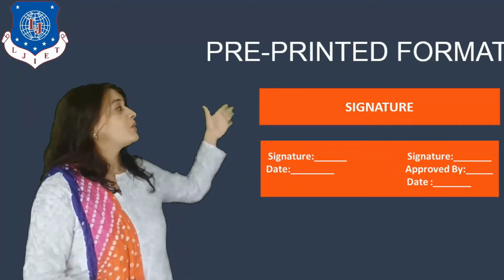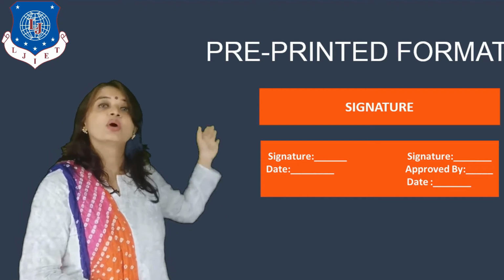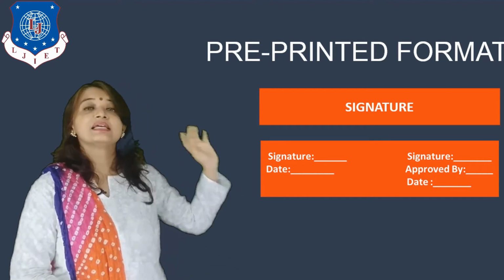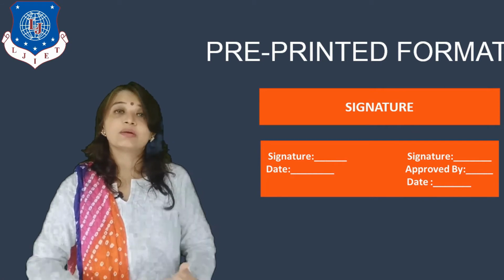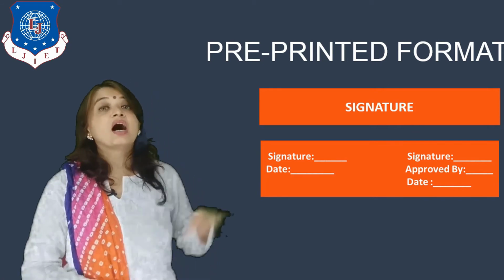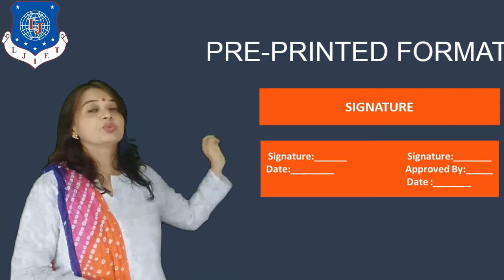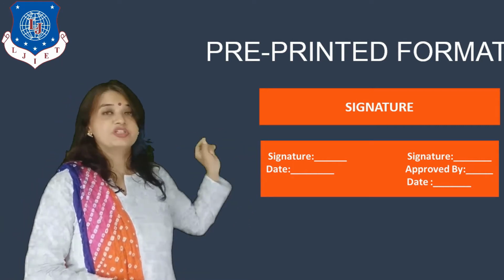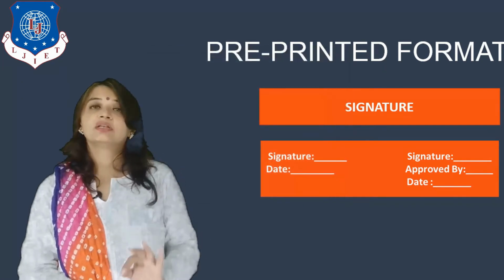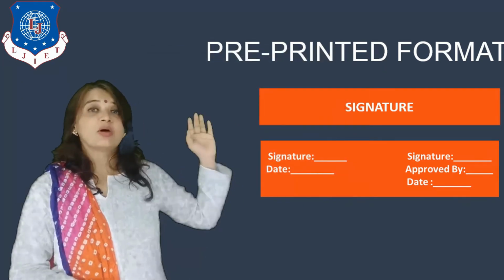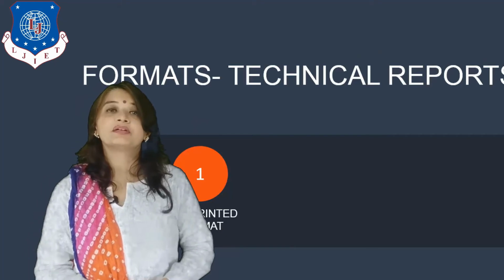Now the last element of this pre-printed format is the signature. Now here we require the signature of the person who had traveled and the signature of the person who is approving this report or who is approving the reimbursement along with the date. Here you will sign and write the date on which you are submitting the report, and the approver will sign and write the name and the date. So this is all about the pre-printed format.